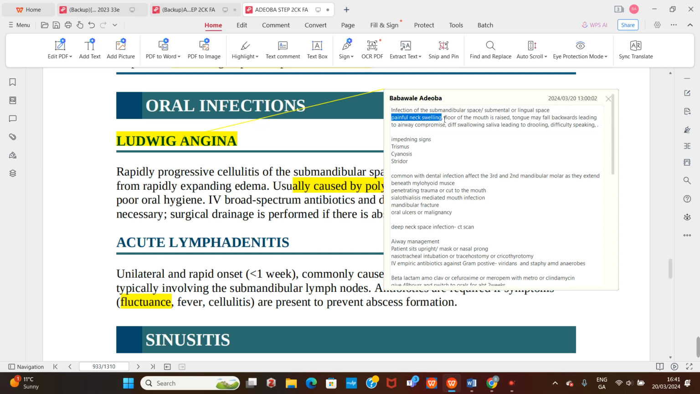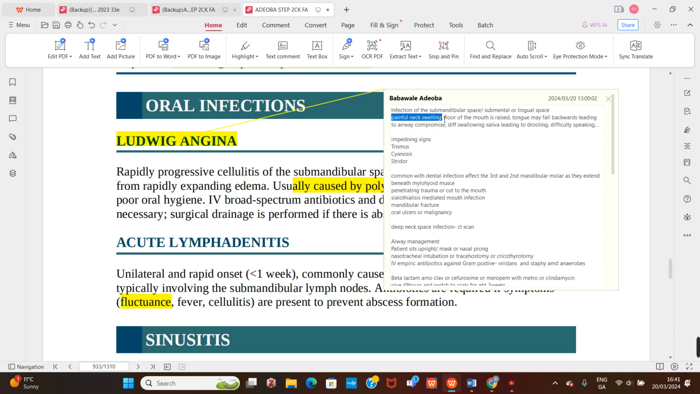You notice that the tongue falls backwards. The person cannot even swallow. The person will be drooling. The person will be very, very uncomfortable and find it very difficult to speak. And because of the tongue falling backwards from elevation of the floor of the mouth, the person can easily have airway compromise and difficulty in breathing.